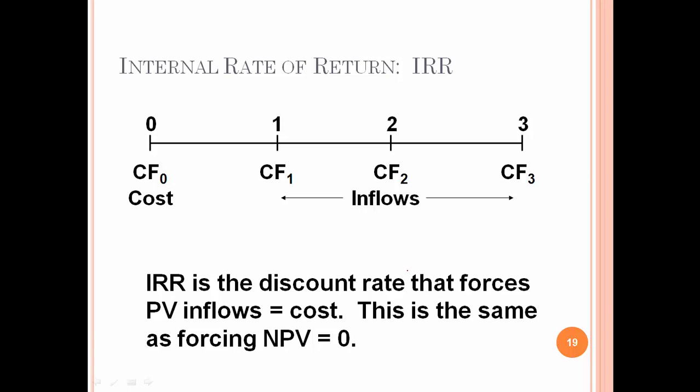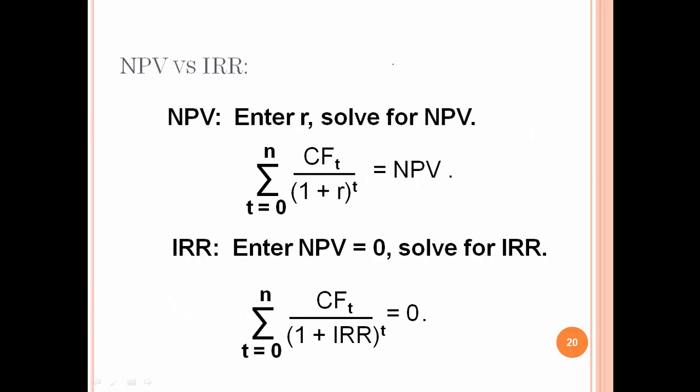The next capital budgeting technique we want to discuss is the internal rate of return, or IRR. IRR is the discount rate that forces the present value of all the cash inflows to equal the cost. So this is the same as forcing NPV to be zero. To explain this, we look at NPV versus IRR.